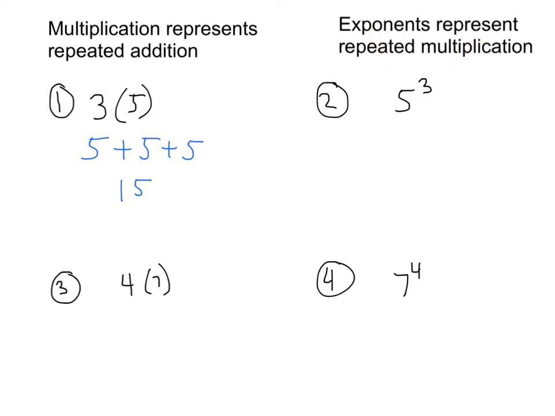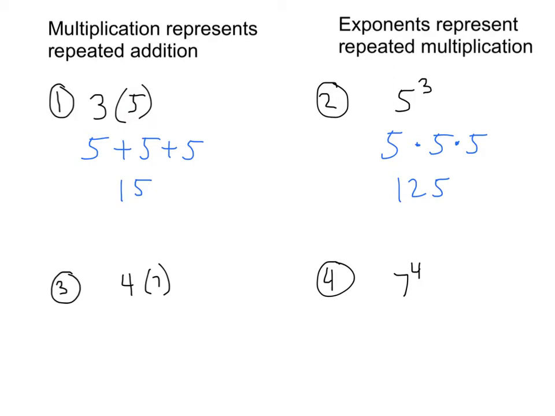Exponents are repeated multiplication. So 5 to the third we can think of as 3 5s that are being multiplied together: 5 times 5 times 5. That's 125. So the key idea: with exponents, you've got multiplication that's being repeated, and multiplication is addition that gets repeated.